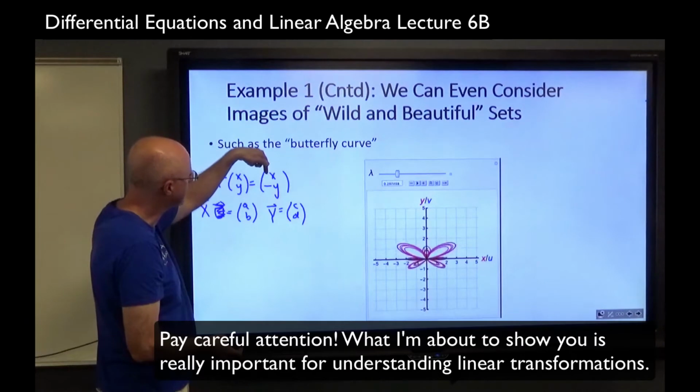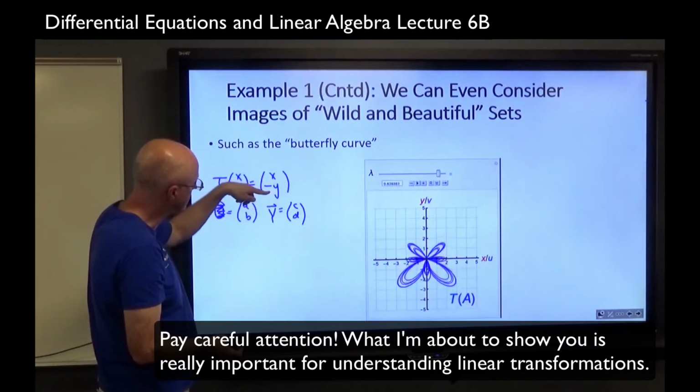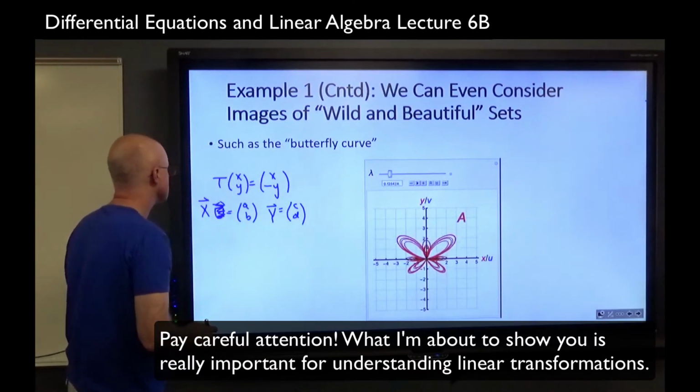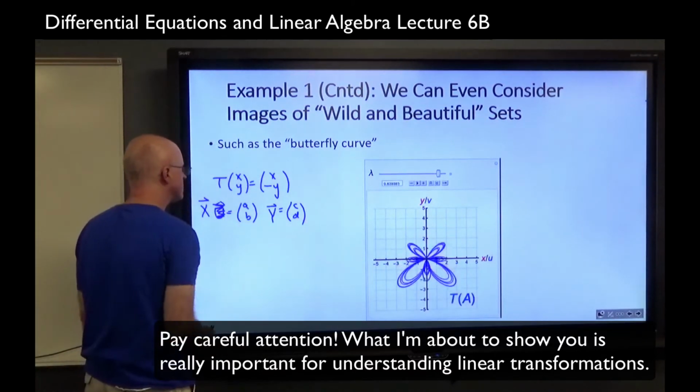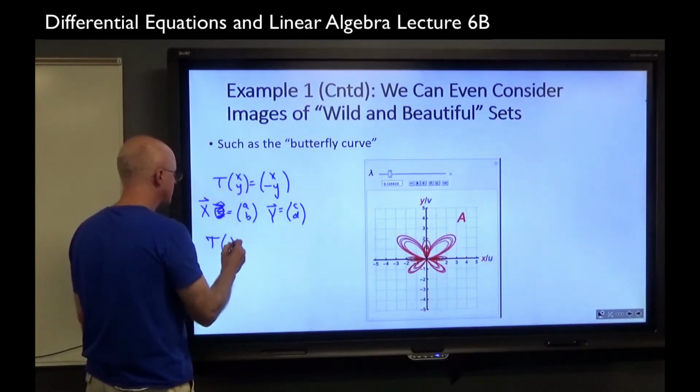The A would be 1 and the B would be 0 here. The C would be 0 and the D would be negative 1 for the formula up here. These are not the same things as those. It's just generic two-dimensional vectors. What is T of x plus y?